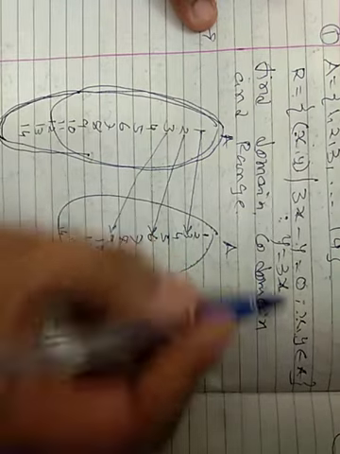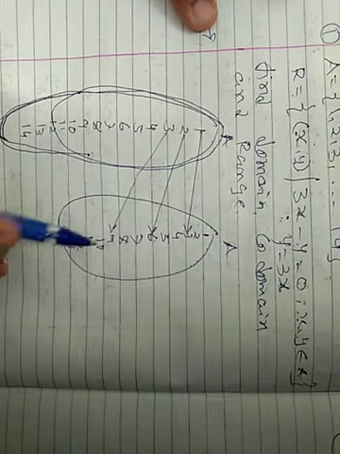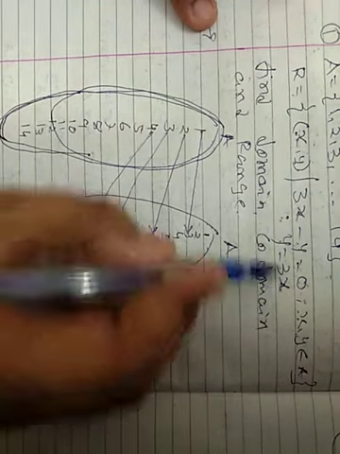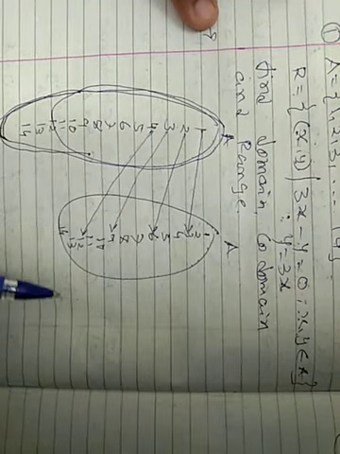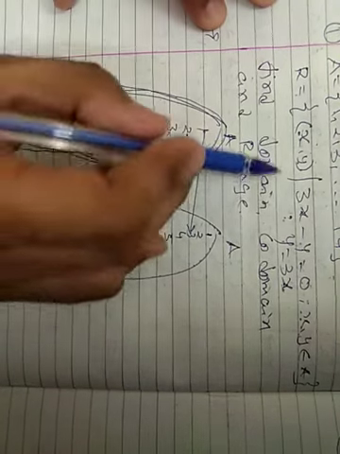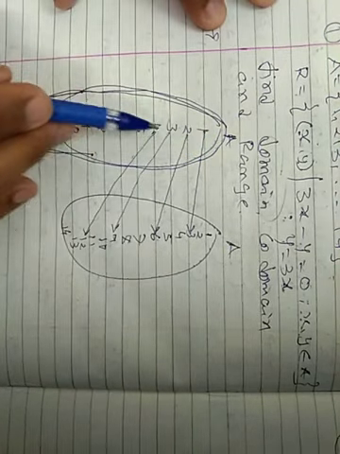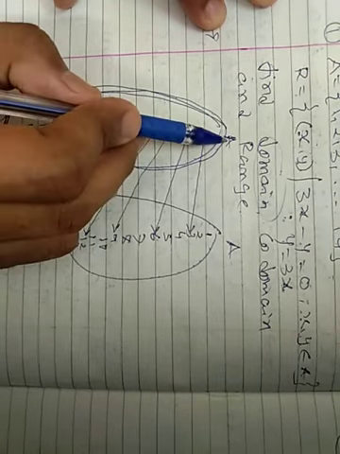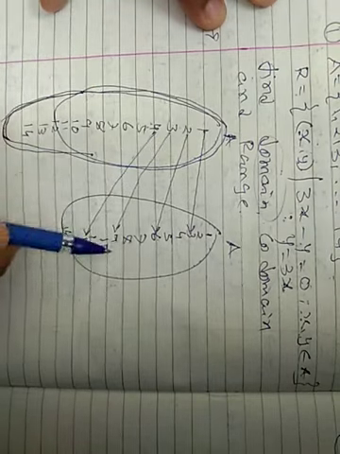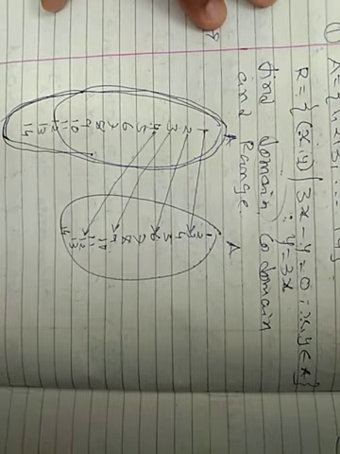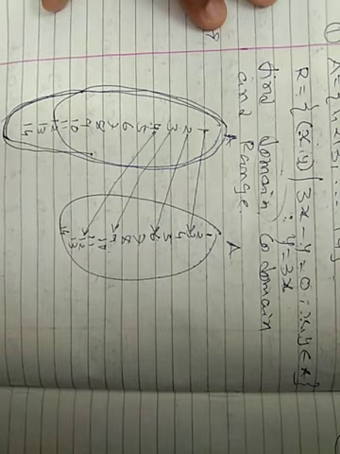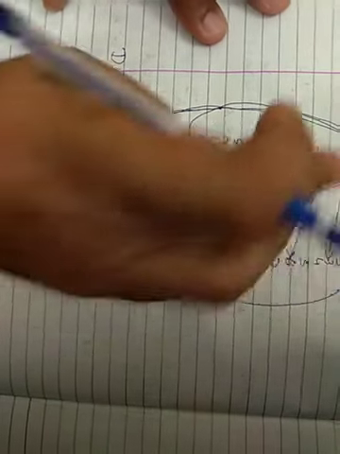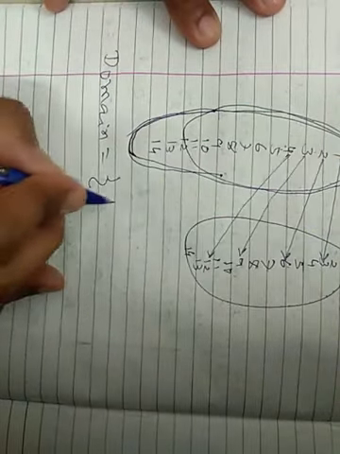X equal to 4, 3 4s are 12. X equal to 5, then 15. 15 is not a member. That's why your domain is 1 2 3 4. Members from A which are associated with B, it is called domain. Therefore, domain is equal to 1 2 3 4, the associated members of A.